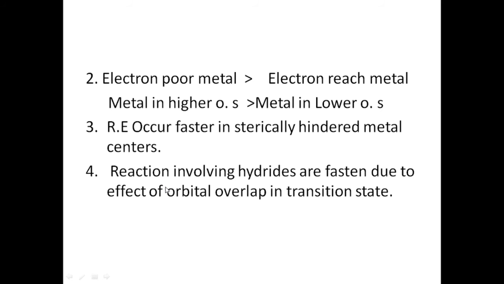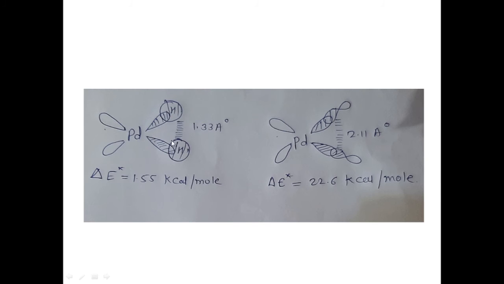Now, reactions involving hydride are faster due to the effect of orbital overlap in the transition state. This is the fourth factor. See here one example. Here the change in energy is 1.55 kilocalorie per mole, and here 22.6 kilocalorie per mole. Here is less energy and here is high energy. So see the reason behind it.